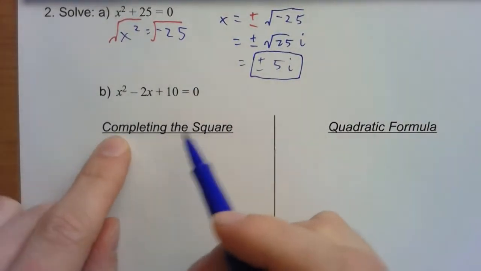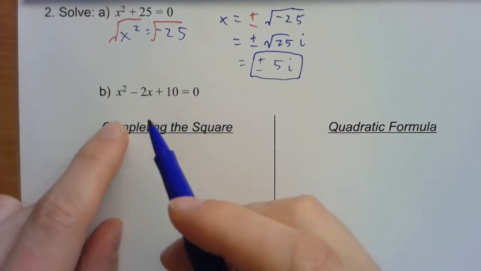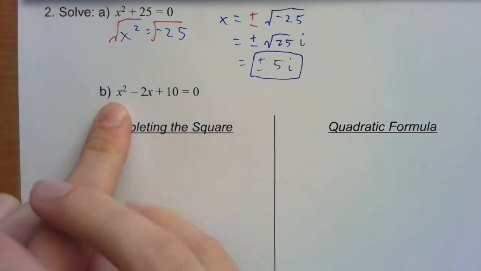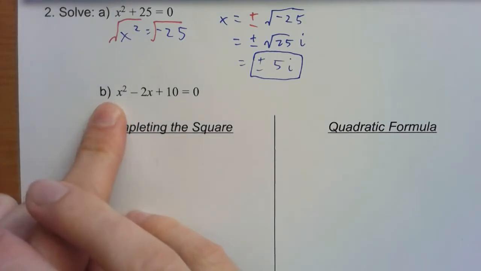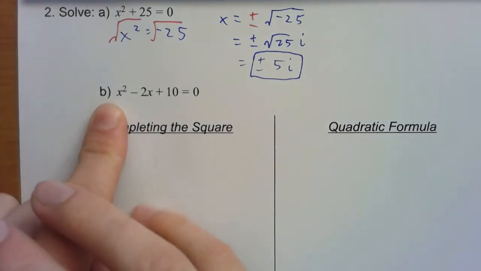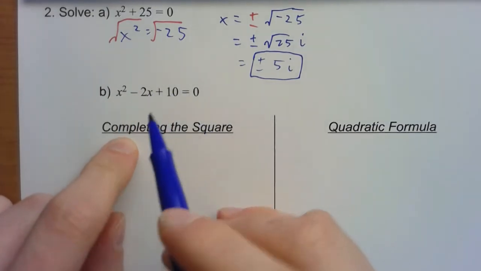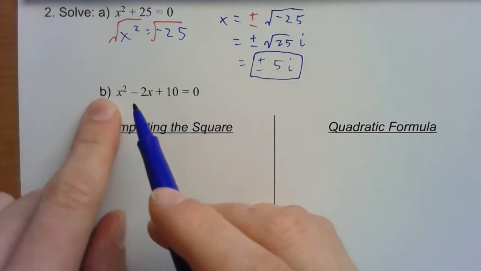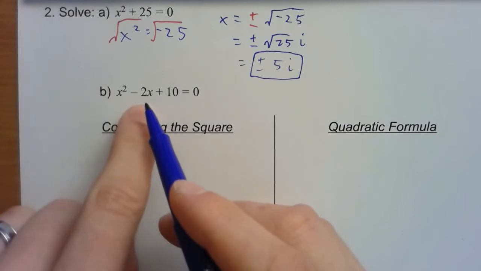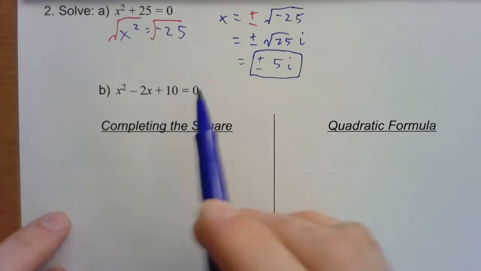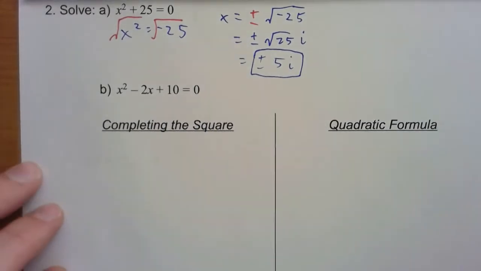Completing the square, we usually only want to do if the middle number is even, and probably only if the leading coefficient is just 1 right there. So a nice simple one like this, we can use completing the square. If it was more complicated, if a wasn't 1, if b was an odd number, it's usually a lot easier to just do the quadratic formula. But this one, either one, whichever one you prefer.